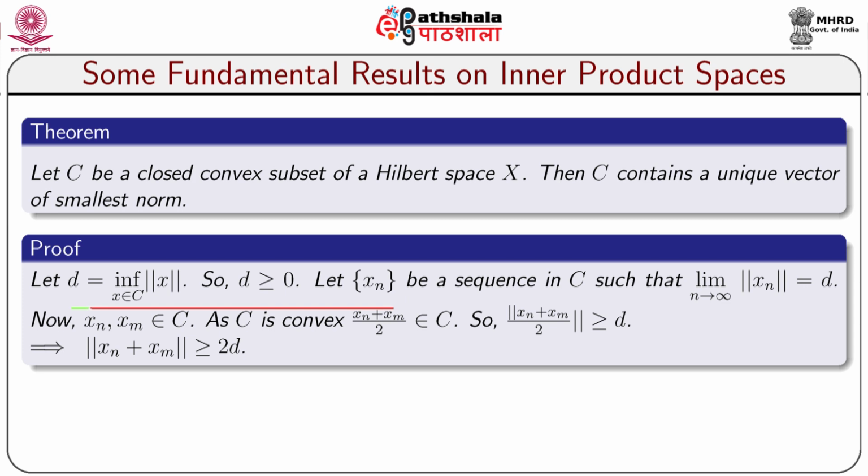Let d equal the infimum of norm of x, where the infimum is taken over all elements x from C. So, d is greater than or equal to 0. Let xn be a sequence in C such that the limit as n tends to infinity of norm of xn equals d. Now, xn, xm belong to C. As C is convex, (xn plus xm) by 2 belongs to C. So, norm of (xn plus xm) by 2 is greater than or equal to d by the infimum property. This implies that norm of xn plus xm is greater than or equal to 2d.